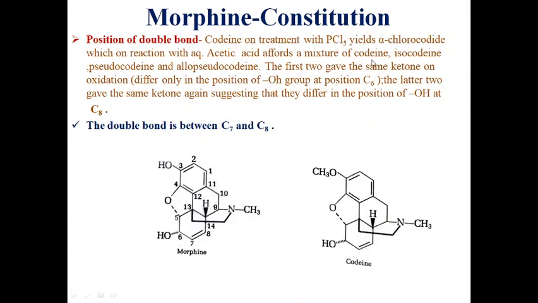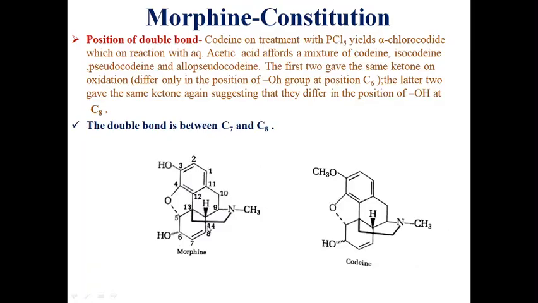So the only difference between these two isomers is at position 6. The latter two again give the same ketone, suggesting that they differ in the position of OH at C8. So they differ at C8 in the position of the OH group. So the double bond is present between C7 and C8 on the basis of these experimental facts. The position of the double bond has been shown here, C7 C8, here also C7 C8.